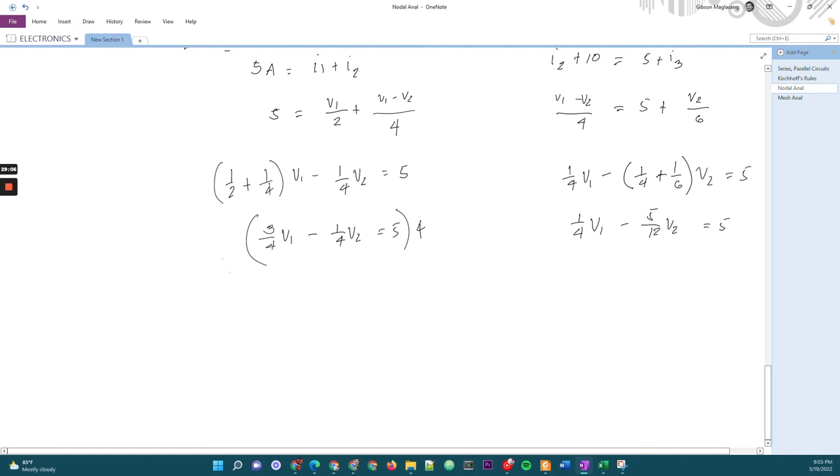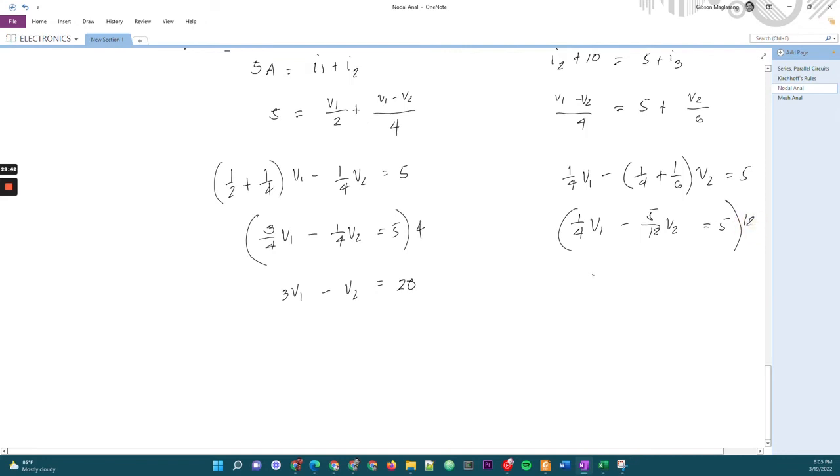So that we get 3V1 minus V2 equals 20. And we have this one sa pikas, multiply nato all by 4. Right? So we have V1. Hindi siya ma-simplify. Ito multiply nato all by 12 para ma-wagtan din siya.